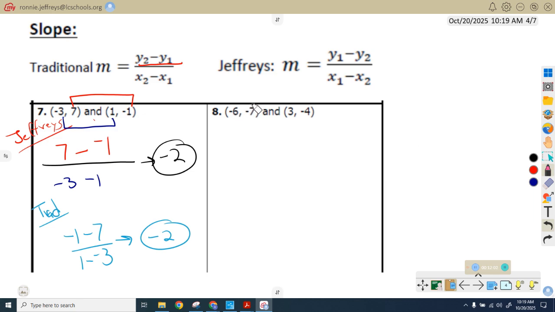All right, for number 8 right here, it's -7 minus -4.